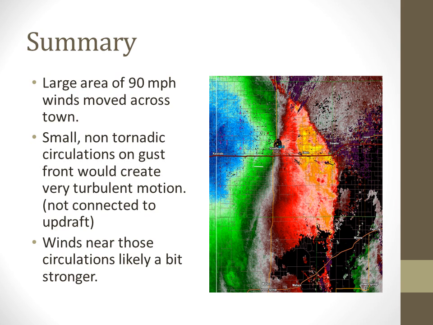And in summary, we had a large area of at least 90-mile-an-hour winds that moved across some portions of town. There were some definitely non-tornadic circulations on the gust front, which would create very turbulent motion and kind of a chaotic look when you're out there. And winds near these circulations would probably be a little bit stronger than they would be everywhere else. I can't tell you how much, but it might have added 5 or 10 miles an hour to the top speeds.